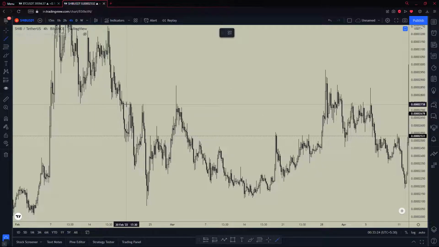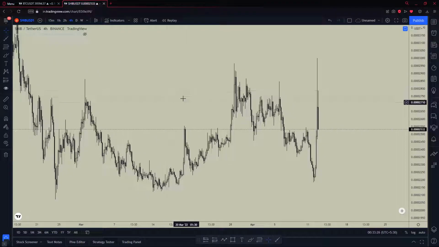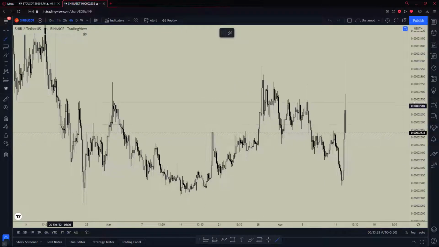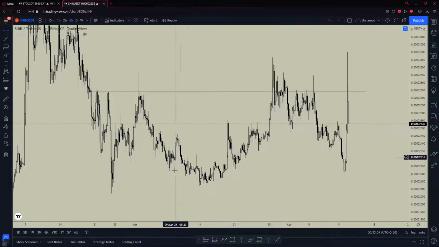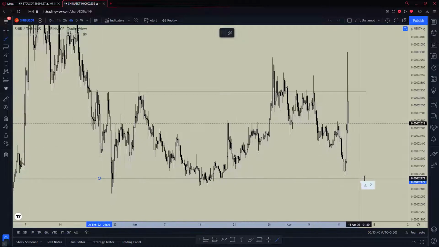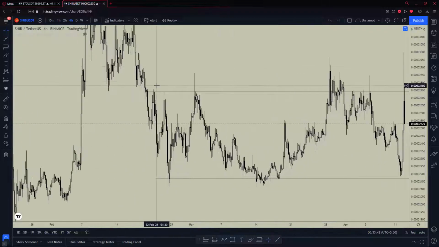Equal highs, right? So I'm gonna mark a trend line all the way to the right. This is your range high. Below this range, small range. So range high and equal lows. This is your range low. It reacted to it and straight went above.